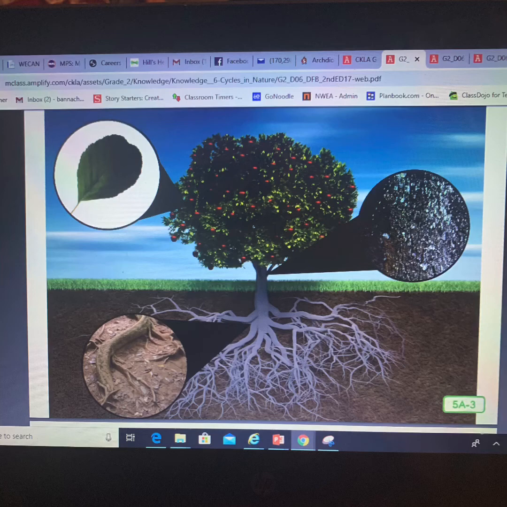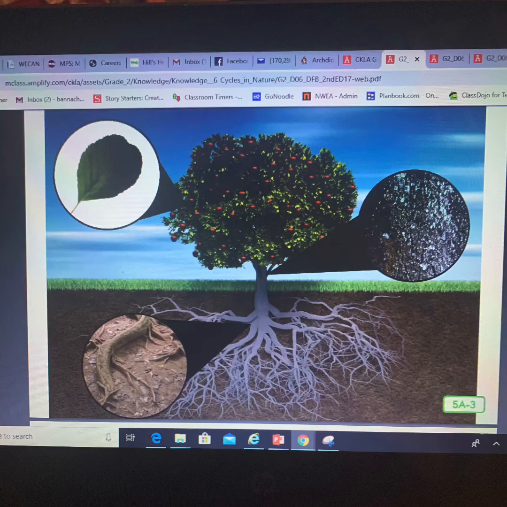Do you know why leaves are such an important part of a tree? Leaves are important because they enable the tree to produce food. Tree leaves produce food through photosynthesis, just like the leaves of flowering plants.